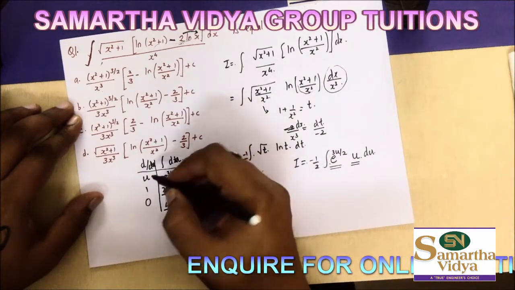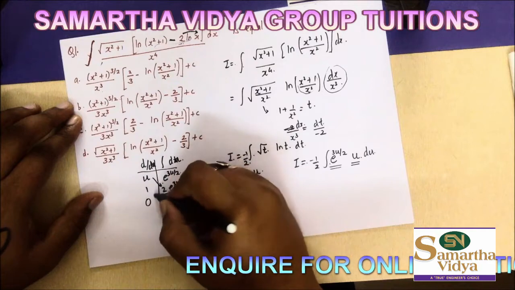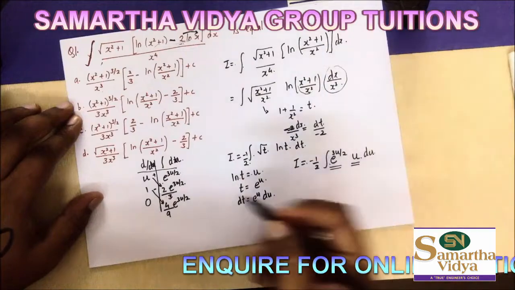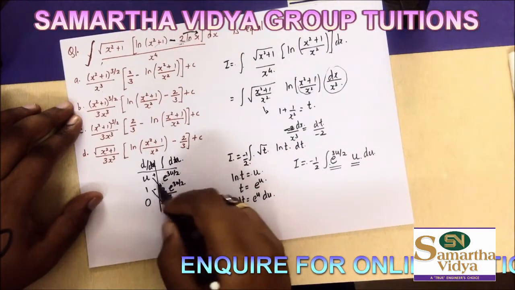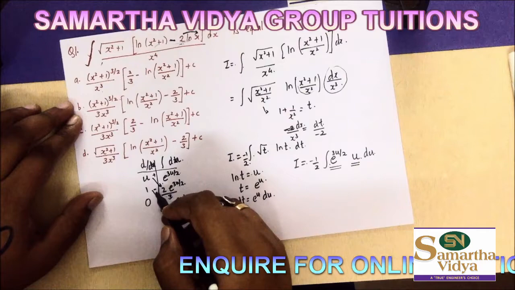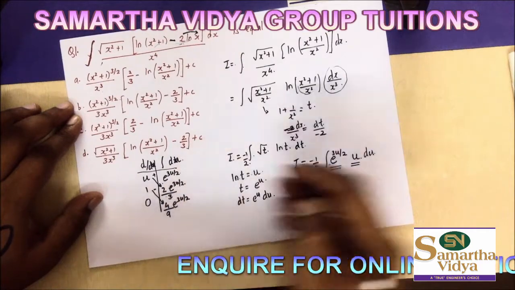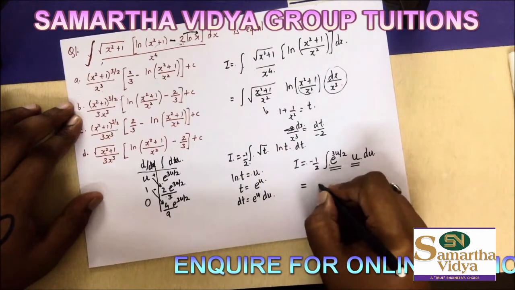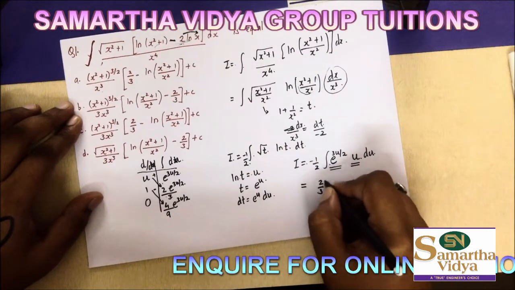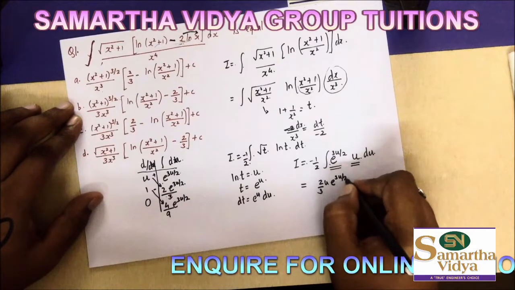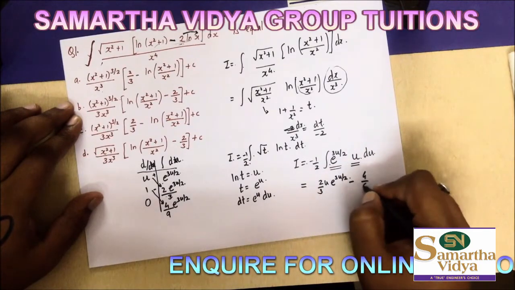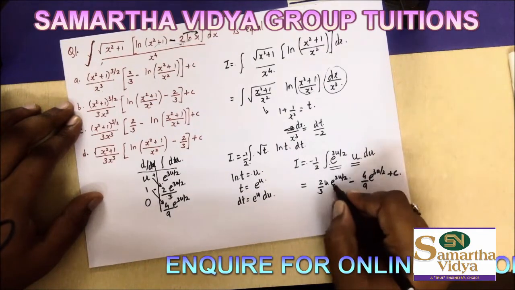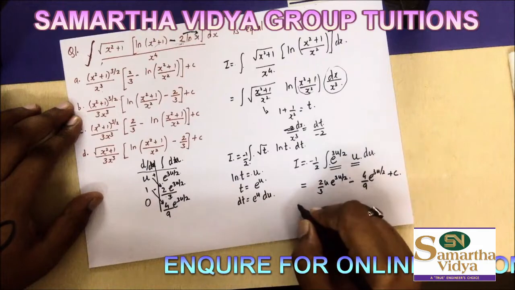So after this, what we do is we make these arrows and we write plus, minus. So this plus means basically this product is going to be positive, and this minus means this product is going to be negative. So the answer can be directly written as 2 by 3 u e raised to 3u by 2 minus 4 by 9 e raised to 3u by 2 plus c.